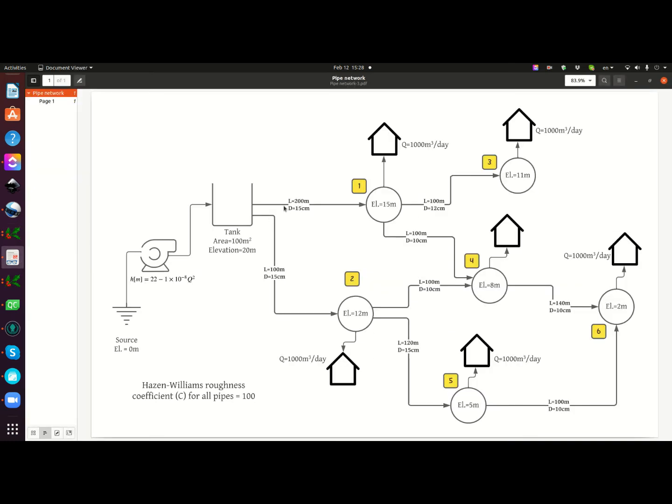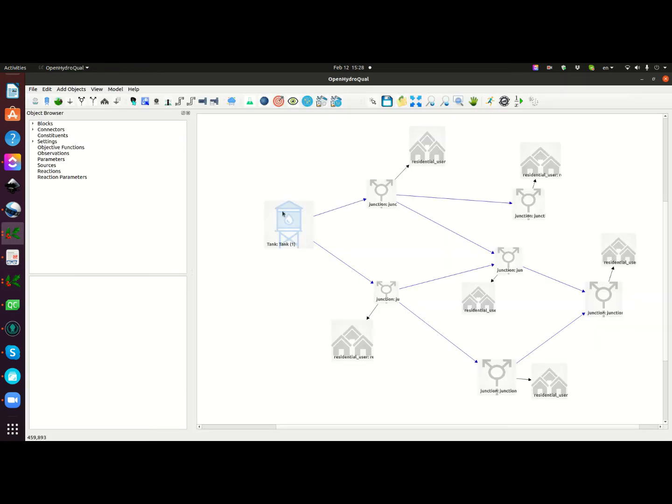So what we have is the pipe connecting the tank to node number 1 has a length of 200 meters and a diameter of 15 centimeters. So basically I'm just going to pick this, and then the length is 200 and the diameter is, I'm going to go with 0.15 meters. I can also say 15 centimeters by picking the right unit, but I'm just going to keep everything in meters. And then I'm going to keep the Hazen-Williams coefficient as 100, which is what is specified in my problem specification.